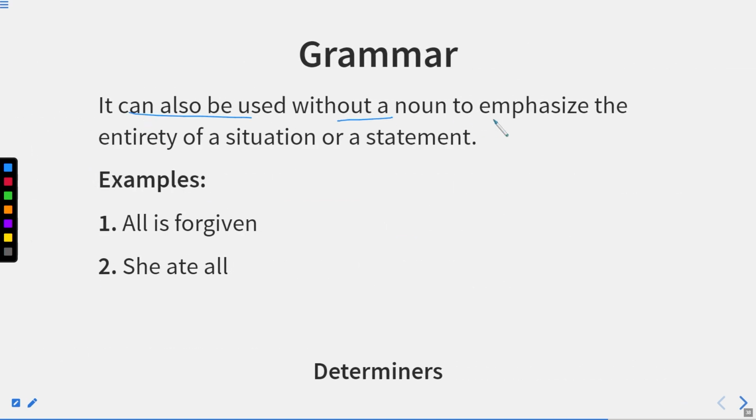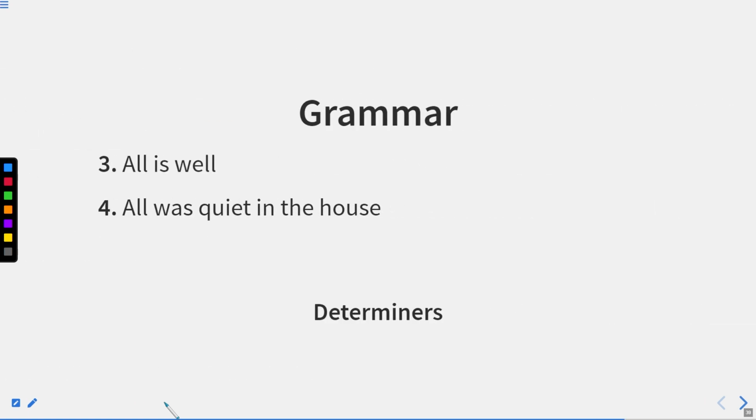It can also be used without a noun to emphasize the entirety of a situation or a statement. For example, all is forgiven, she ate all. So in this manner also we can use the word all without a noun, where we are talking about all the parts of that particular thing, where the noun is implied. All is well, all was quiet in the house. So here we can also use all in this manner. I hope you have understood each and every point about the word or determiner all.